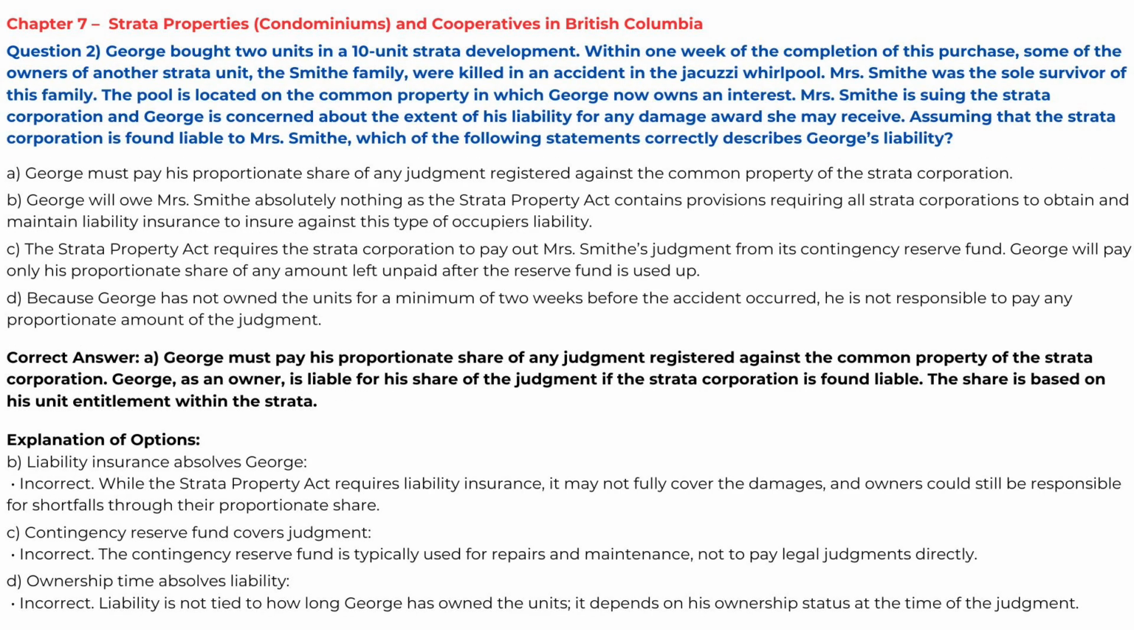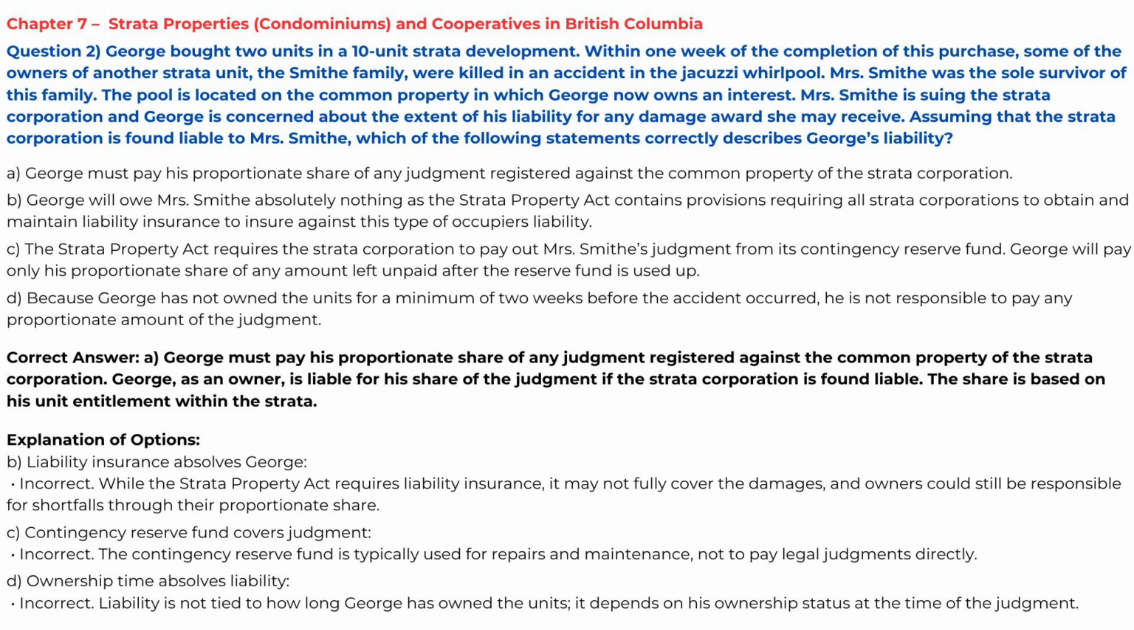Question 2. George bought 2 units in a 10-unit strata development. Within 1 week of the completion of this purchase, some of the owners of another strata unit, the Smithy family, were killed in an accident in the jacuzzi whirlpool. Mrs. Smithy was the sole survivor of this family. The pool is located on the common property in which George now owns an interest.